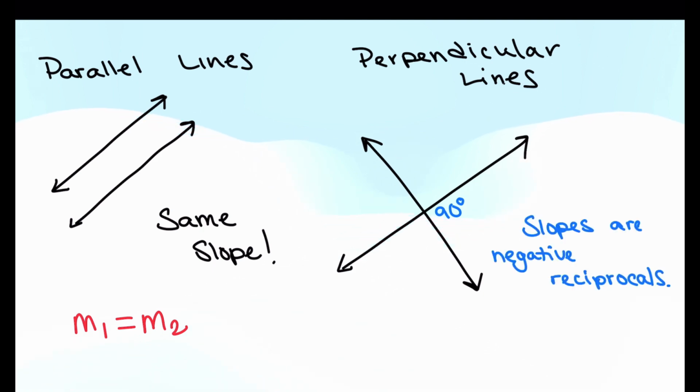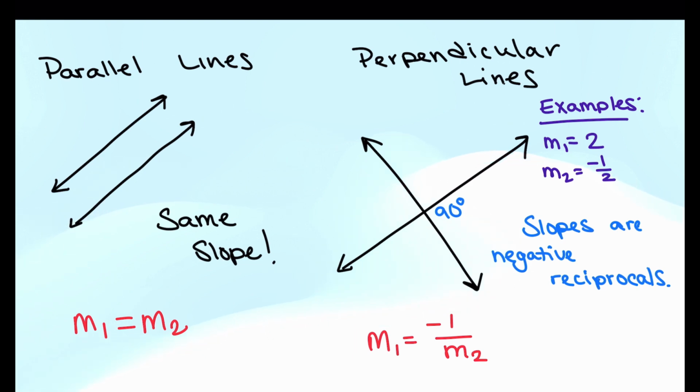The slopes of perpendicular lines are related as well. In fact, those slopes are what we call negative reciprocals. What that means, in symbolic form, is the slope of one line is equal to negative 1 divided by the slope of the other line. This is a little bit easier to understand with numbers than with letters.